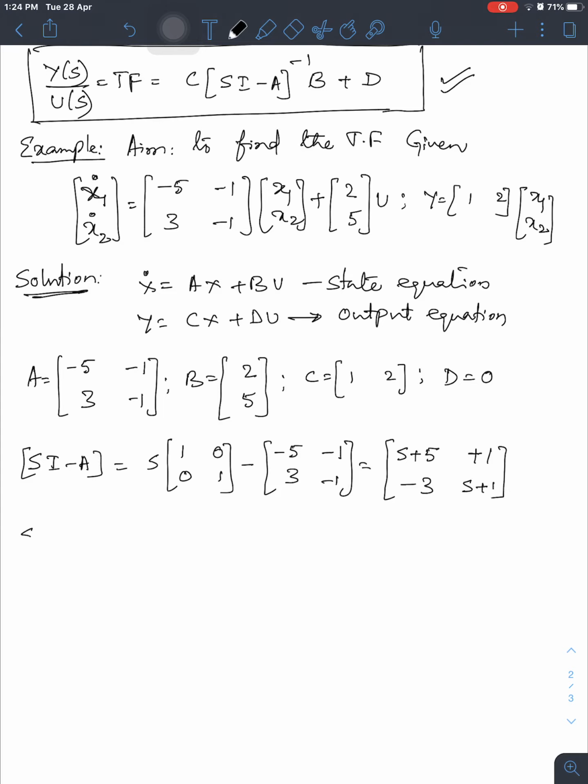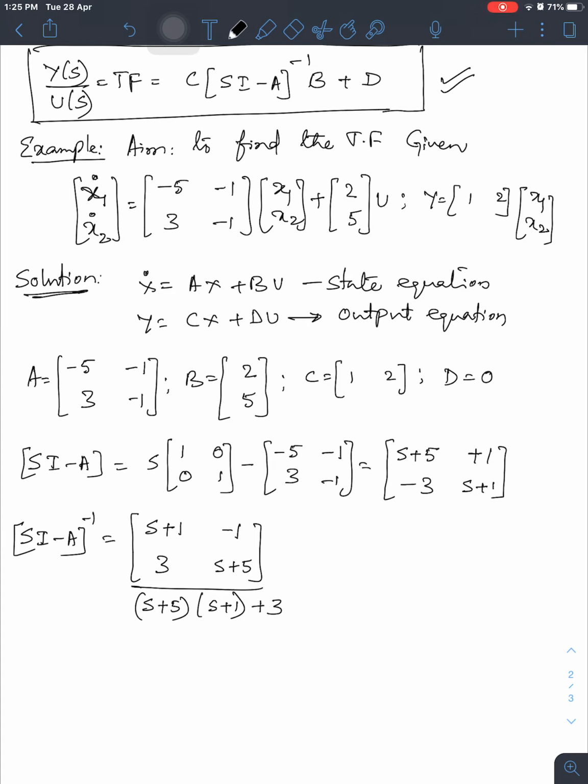We may have to now invert this, sI minus A inverse. So the inverse of this is adjoint by cofactor. You do the operation, so you will get this to be equal to s plus 1. This will change the sign, minus 1, this becomes 3 and this is s plus 5, divided by the determinant of this matrix, that is s plus 5 into s plus 1, then plus 3. That's going to be the inverse.